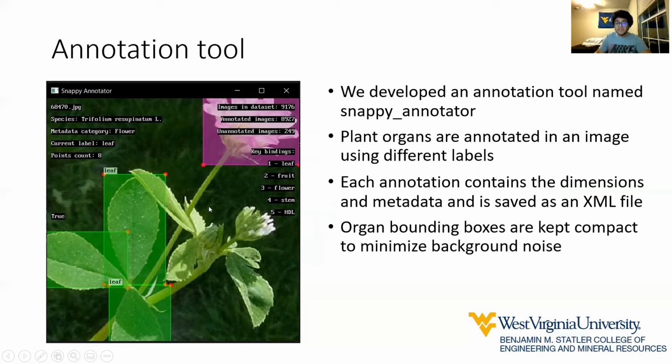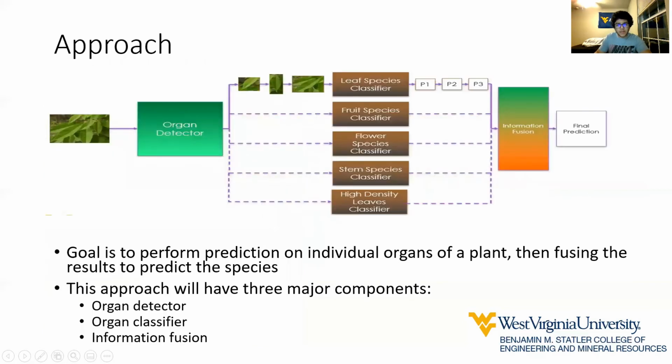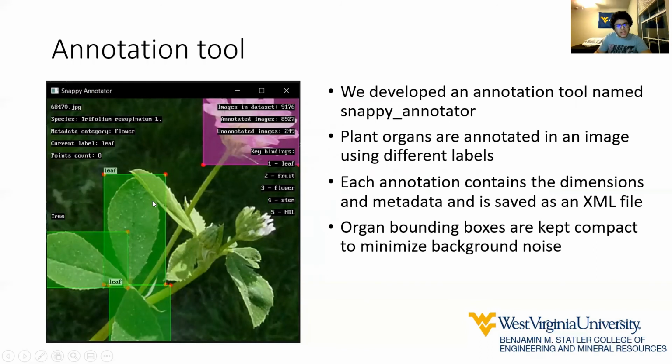So each bounding box is kept compact to avoid background noise. As I mentioned earlier, there is a lot of background noise here. So when we annotate an organ, this leaf, we don't want this other leaf to also be in this bounding box. This we call background noise, which we don't want. Also, we want to avoid overlap.